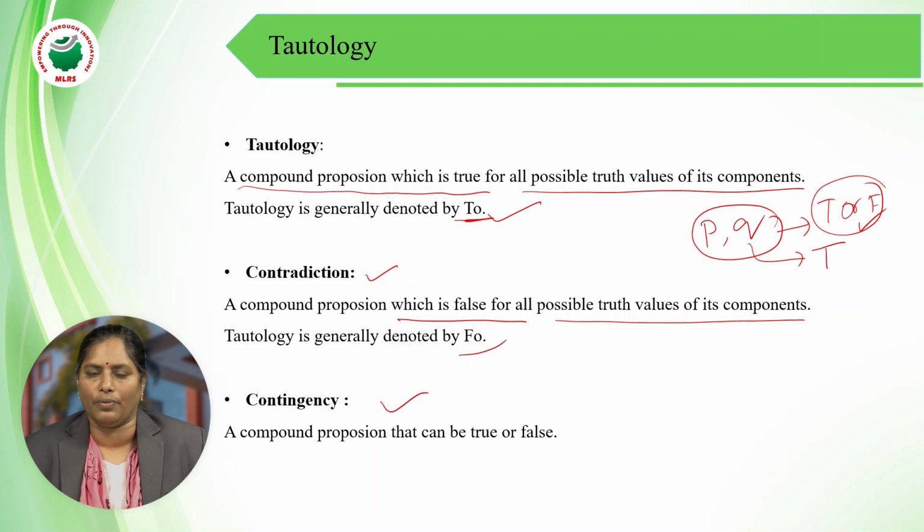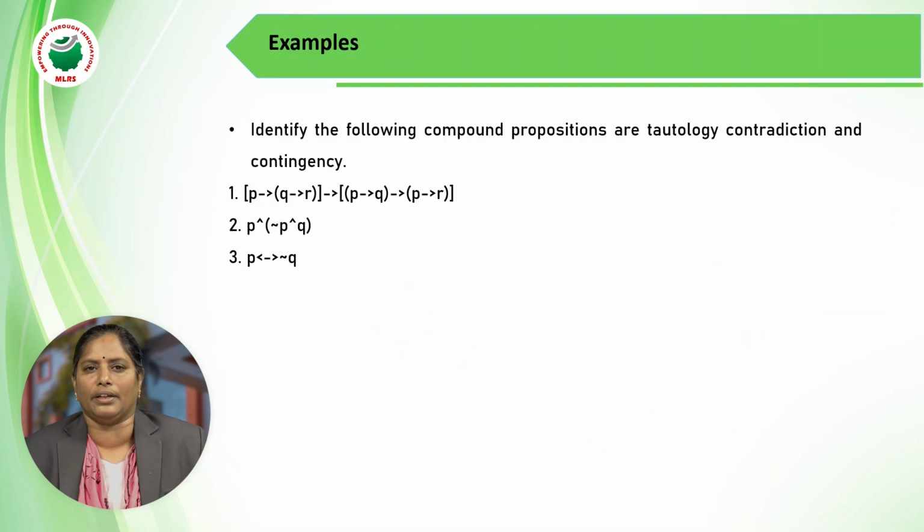If a compound proposition is true for all truth values of its components, then that is a tautology. If a compound proposition is false for all possible truth values of its components, that is a contradiction. If it is a combination of true and false, then that is a contingency. See the examples of tautology, contradiction and contingency.